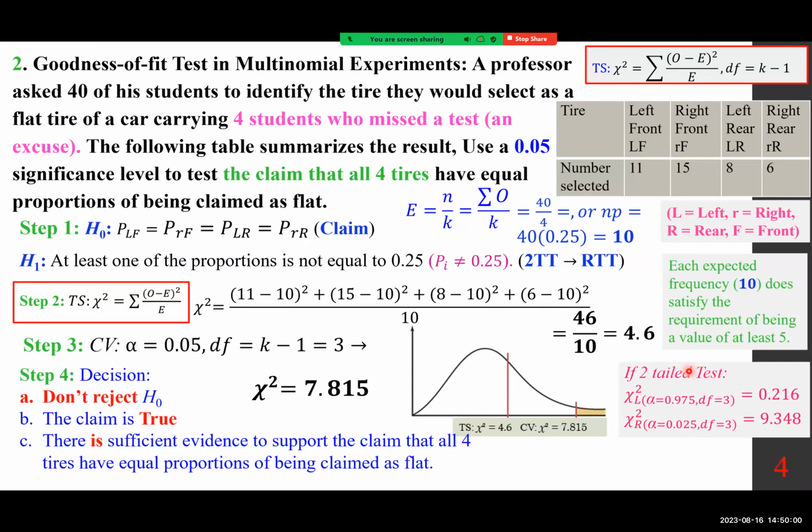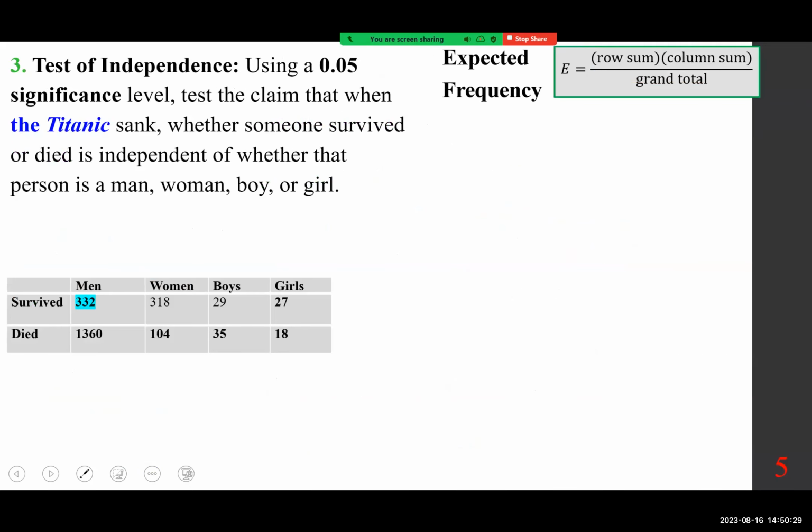And if we were to deal with the two-tailed test, I hope you see that the test statistic is also in between. I don't even have to do the drawing, so it becomes clear that it gives us the same answer. Again, in reality, it's a two-tailed test, but a right-tailed test will work. And so what it means is, when 4 students identify the flat tires, it is not likely for all to select the same tire if it's an excuse.